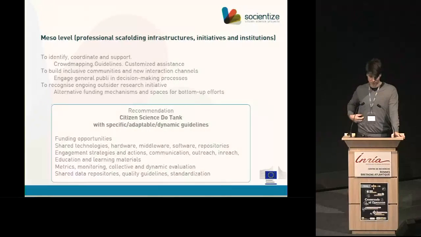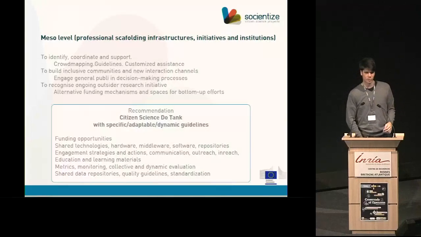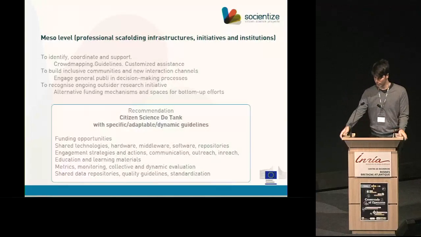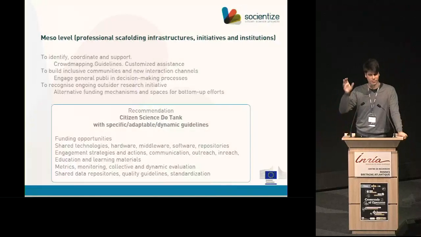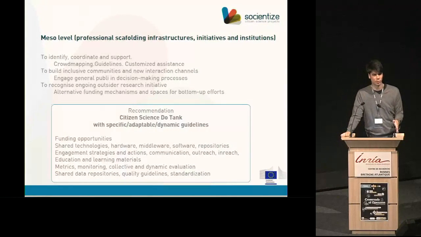And also, please, we understood there is a need for recognition of alternative practices. For instance, people making robots and making new kinds of science, they don't have a clear way to get funds. So this kind of institution about citizen science should promote alternative ways of funding also for those makers. Okay.